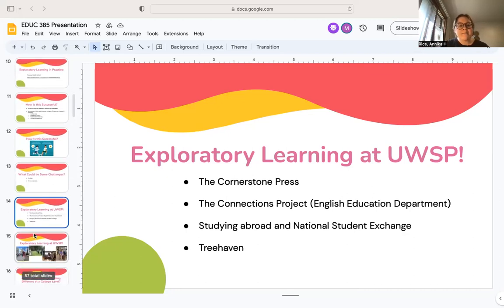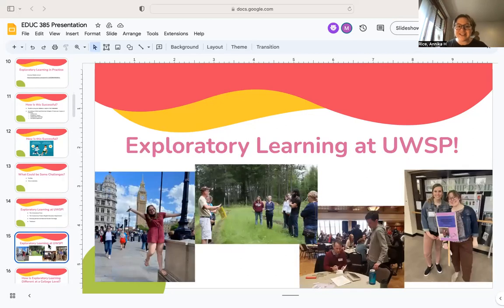So the different exploratory learning opportunities I'm going to talk about at UWSP are the Cornerstone Press, the Connections Project, Studying Abroad, National Student Exchange, and Tree Haven. I'll give you some pictures to look at while we do that, but let me know if there's any more you can think of. These are just a handful that I thought of that I've had experience with. You can see my smiling face in some of the pictures.